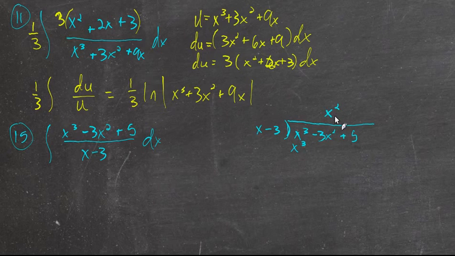Okay, but we're going to need more, because if we do x squared times negative 3, we'll get negative 3x squared, but then we don't get a 5 there, right? So what we do here is we subtract, find out what we're missing.